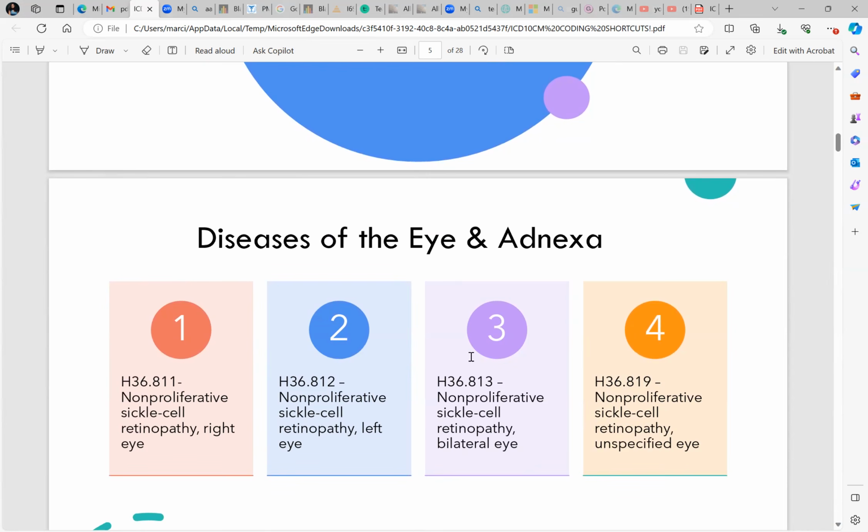These codes here were just added to the 2024 edition of the ICD-10 book. These are brand new codes that were updated as of October 1st, 2023 for the 2024 fiscal year. So let's first go over H36.811, which is non-proliferative sickle cell retinopathy in the right eye. H36.812 is the same disease, the non-proliferative sickle cell retinopathy, but this time in the left eye.